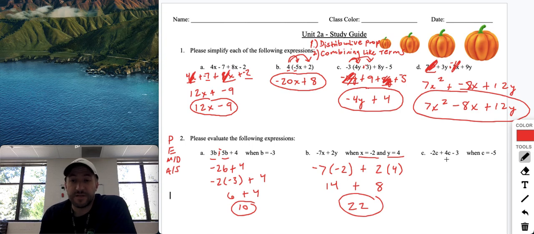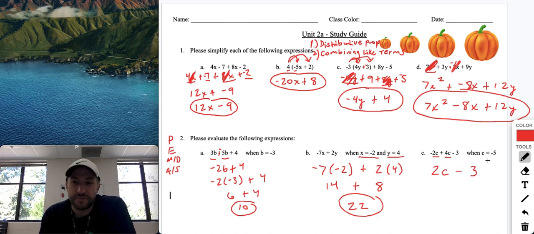Negative 2c plus 4c minus 3. Now this is the same problem as letter A over here. I could go and substitute every c with a negative 5, but to make it a little simpler, I'm going to go and combine like terms first. Negative 2c plus 4c, that just gives me positive 2c. So I just combined negative 2 and 4. That gives me positive 2. Minus 3, I'll bring down the rest of that expression.